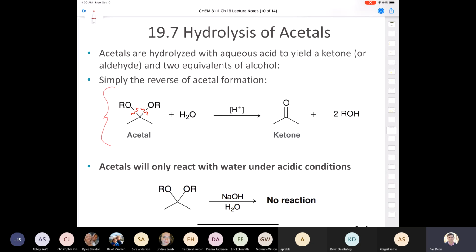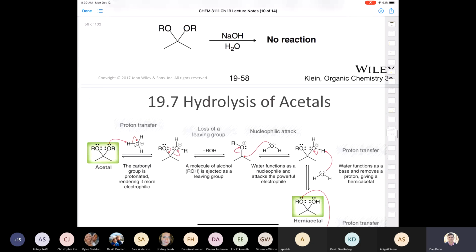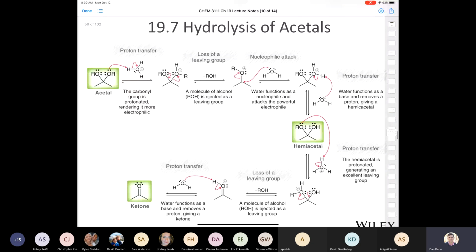Okay. Now, it's also important that you understand that acetals only react under acidic conditions. In fact, some acetals are really labile to acid. I mean, exceedingly labile to acid. But I digress. You have to know that they're not going to react under basic conditions. Now, let's just move ahead here and take a look at the hydrolysis of an acetal and its mechanism.